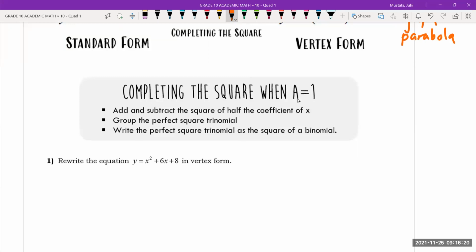So when we're completing the square when a is equal to 1, which means when that value in front of the x squared is a 1, here's what we're going to do. We're going to add and subtract the square of half the coefficient of x, confusing right now. We're going to group the perfect square trinomial, and then we're going to write the perfect square trinomial as a square of a binomial.